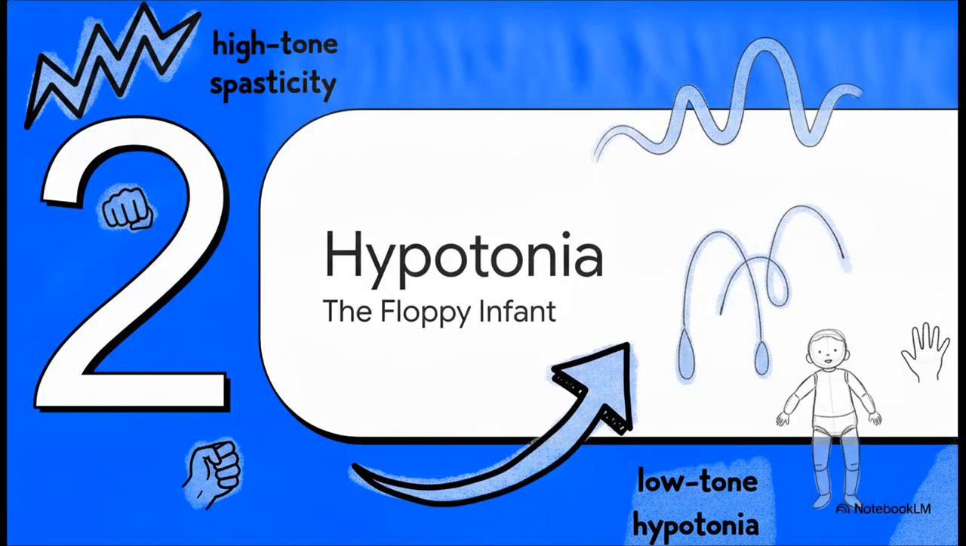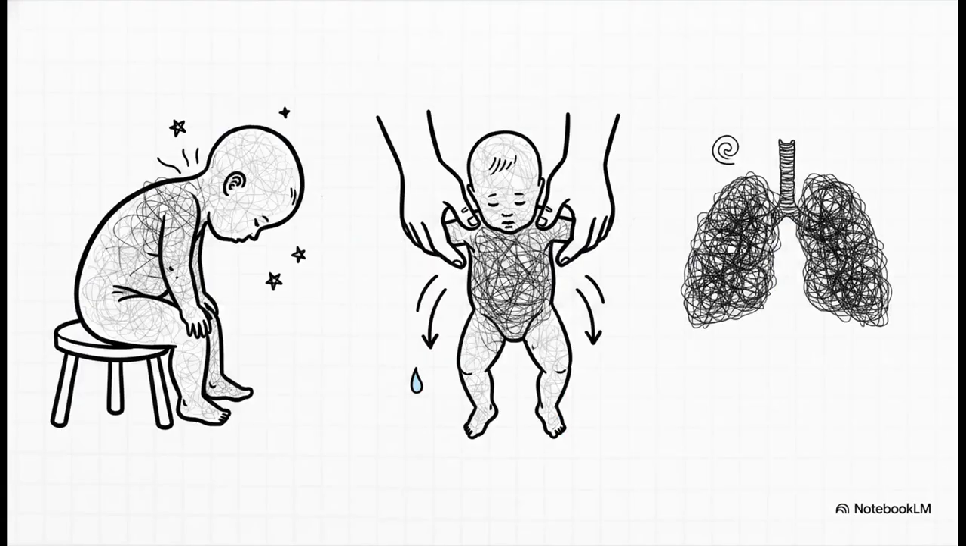Moving right along to Section 2, hypotonia, the floppy infant. So we are completely shifting gears here, transitioning from the high-tone spasticity of CP to the exact opposite end of the spectrum. Hypotonia is very commonly, colloquially referred to as the floppy infant. Visually and tactilely, these babies have flaccid extremities and just incredibly poor head control, presenting with significant head lag when you try to sit them up.